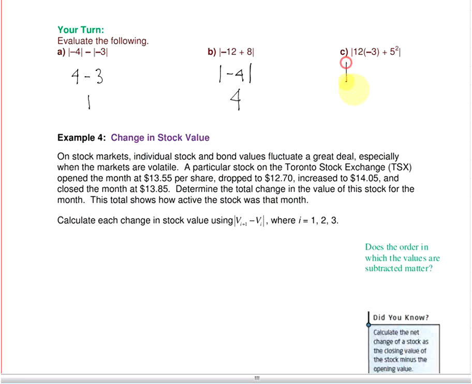Okay, and on this one here, you're going to evaluate everything inside the bracket first and work out the absolute value at the end. So use your order of operations inside the bracket. So 12 times negative 3 is negative 36. And then plus 5 squared is 25. So evaluate that. Negative 36 plus 25 is negative 11. So now you're looking for the absolute value of negative 11, which is 11.